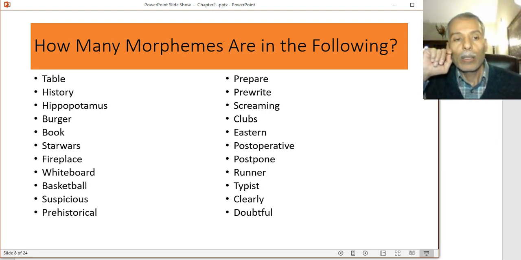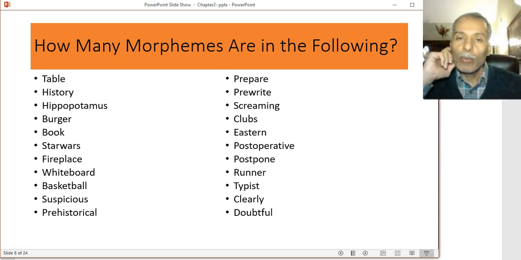Fireplace. In the past, when it was formed, it was fire and then place. But we know the word fireplace as a single concept. It is the area of the house that looks like this and that, and it's a single morpheme. Whiteboard, basketball, single morphemes. Now look at this.